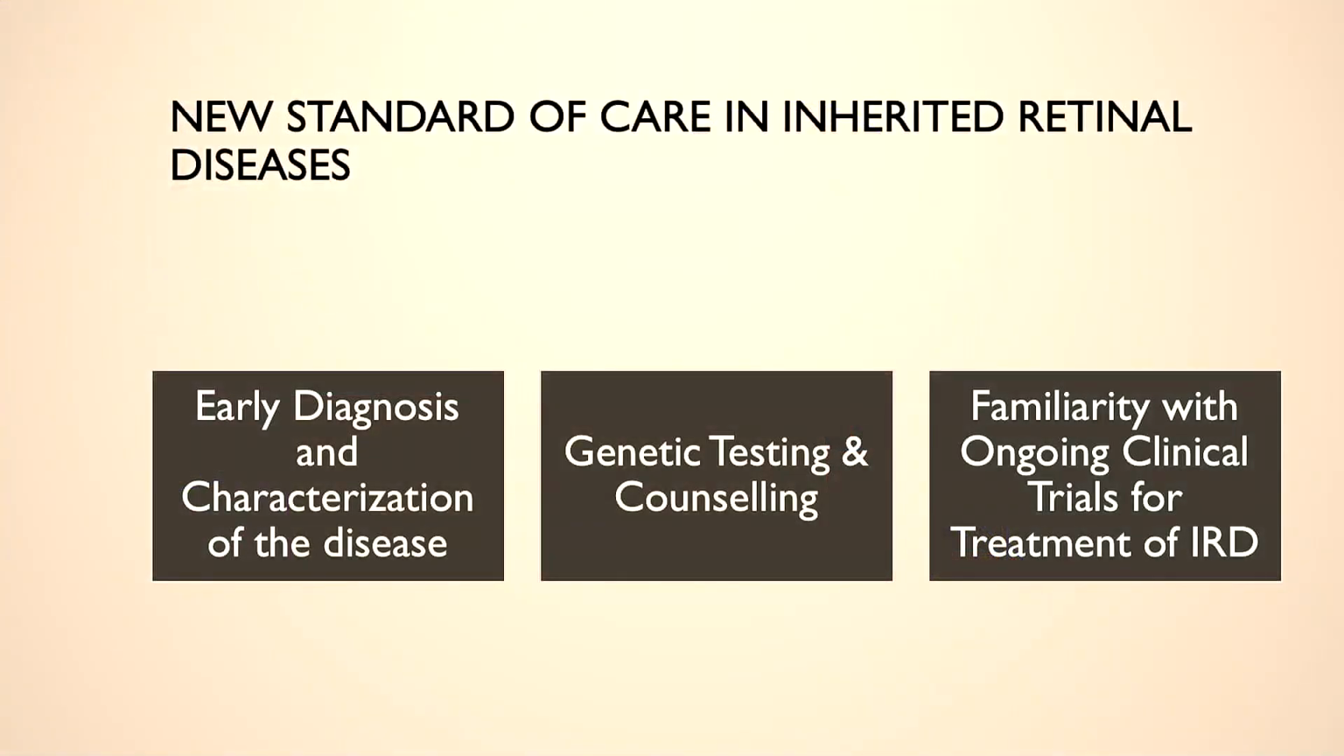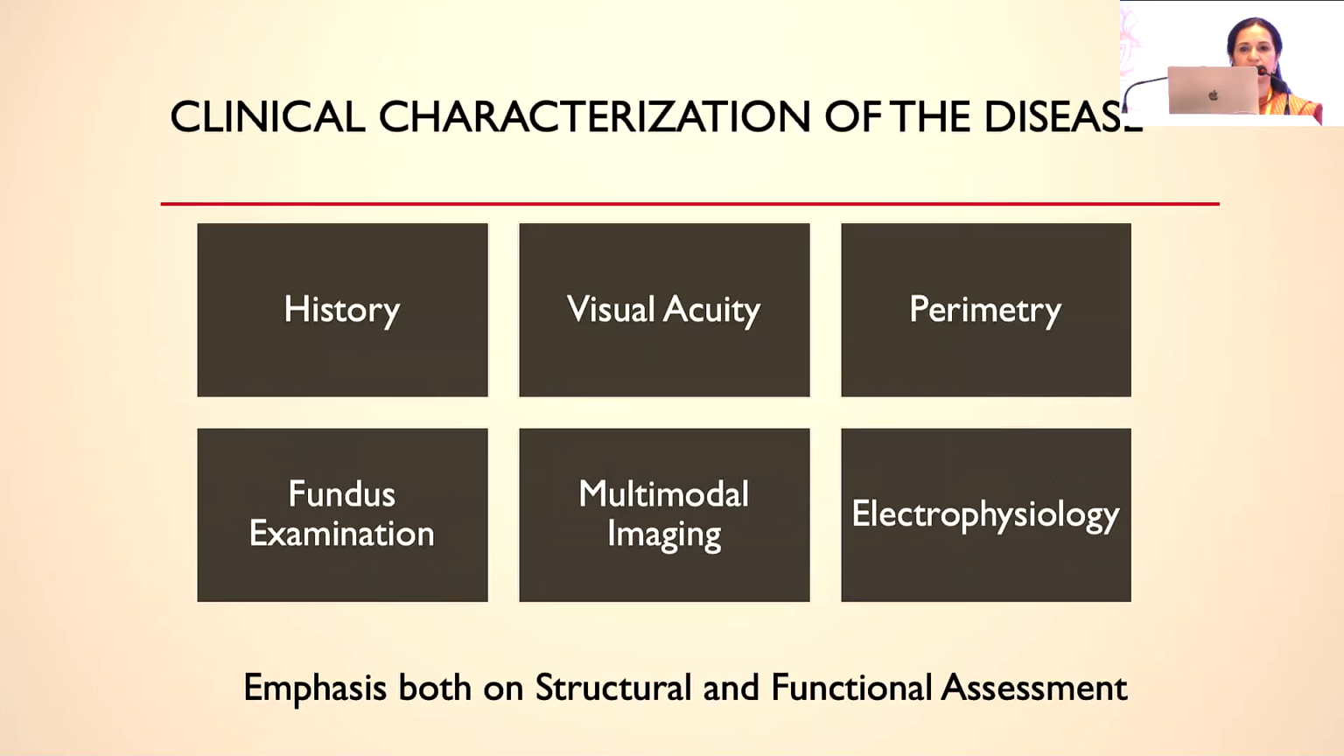So we know IRDs are a rare form of disease, but when collectively seen, they are not so rare. They almost form 20 to 25% of blindness, especially in the working age group, which is the most economically effective group. And the new standard of treatment, as recommended by the American Academy of Ophthalmology, includes early diagnosis, characterization of disease, genetic testing and counseling, and familiarity with the ongoing clinical trials for treatment of IRD.